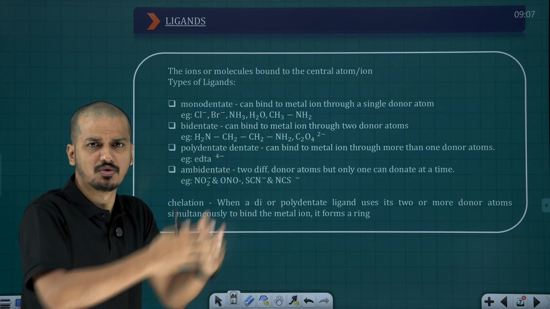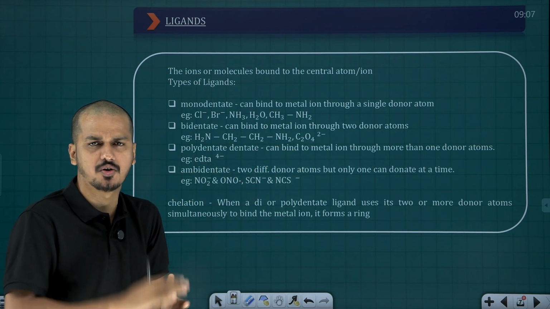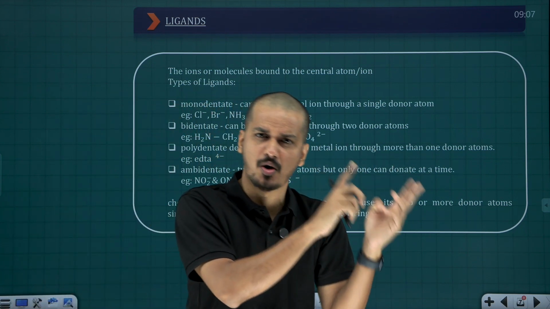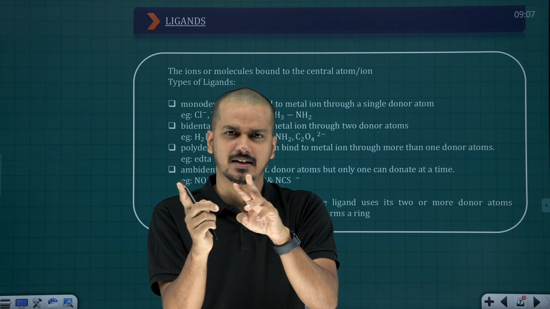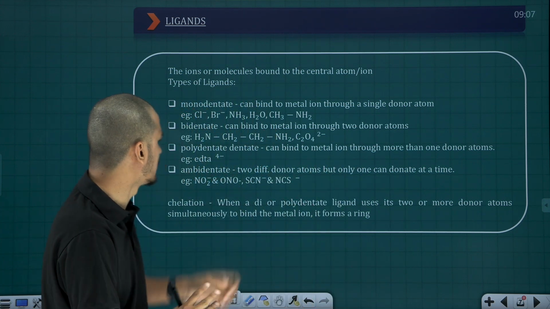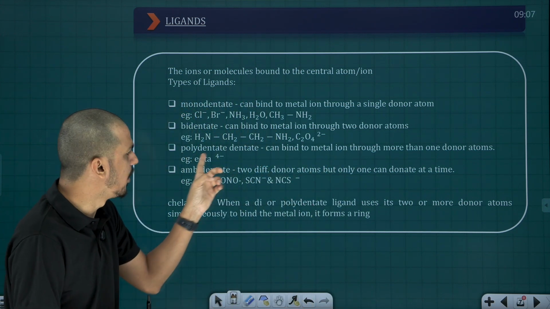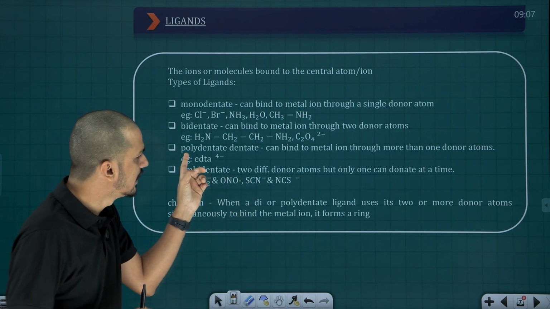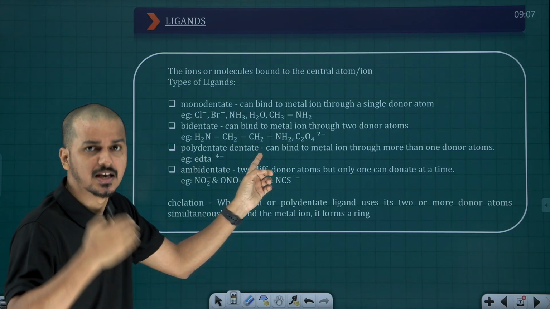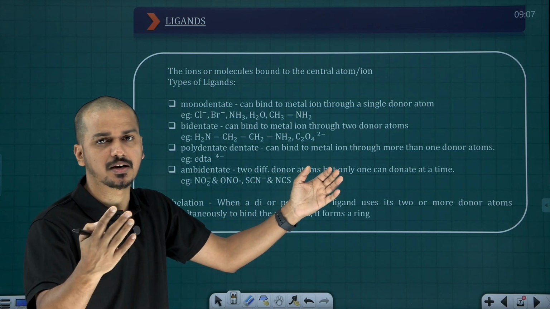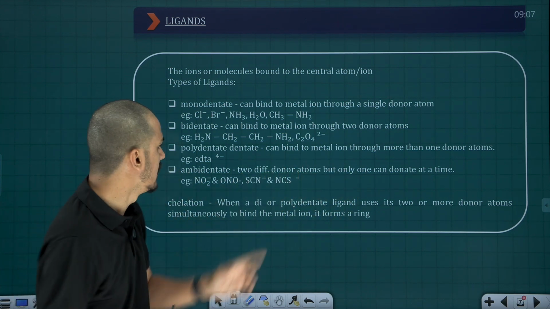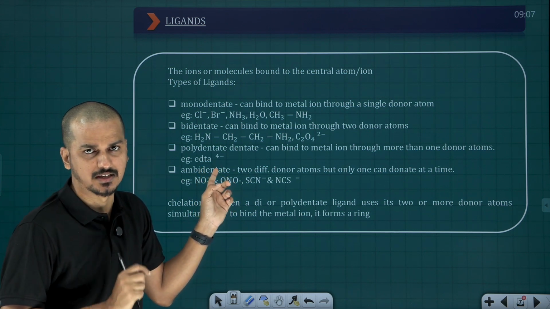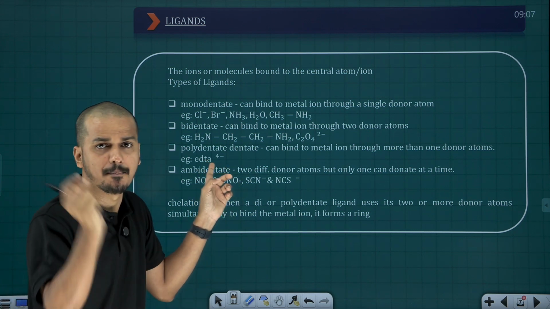SO4 2-, CO3 2-, like that. SO4 2- and others can sometimes act as monodentate, sometimes as bidentate. That is also possible for SO4 2-. So that kind of ligand is called a flexidentate ligand. Polydentate ligand means they can bind the central metal atom through more than two donor atoms. Example is EDTA 4-, ethylenediaminetetraacetate 4-. Its denticity is 6.